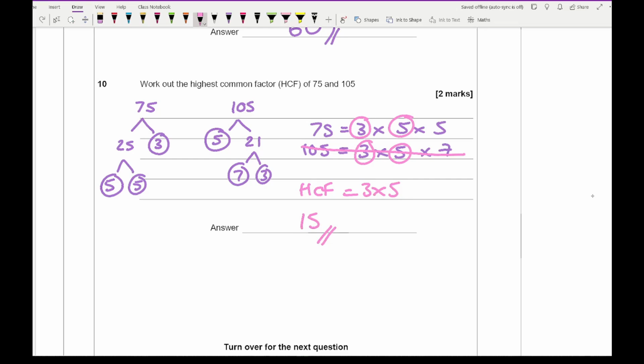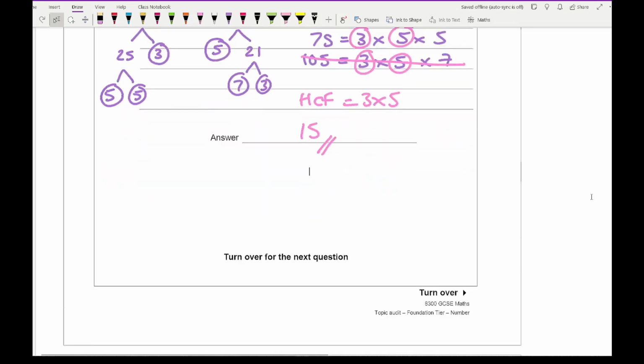Another common factor you could have written, if I wrote 1, that will probably get me 1 mark. If I wrote 5, that will probably get me 1 mark, because although that is a factor, it's not the highest common factor. So that's where the marks are going to be allocated.